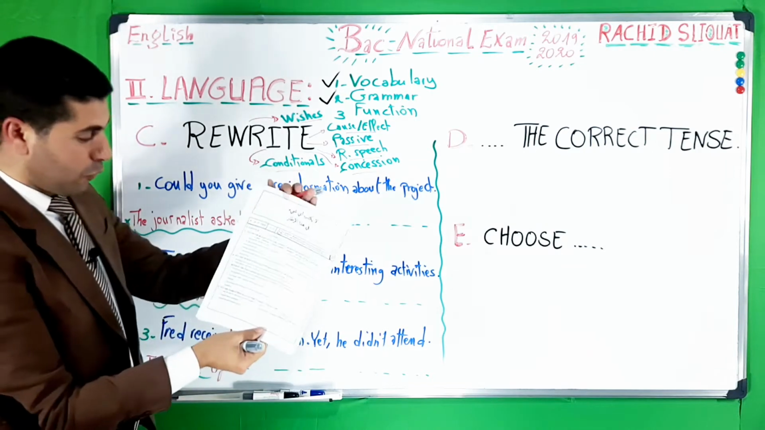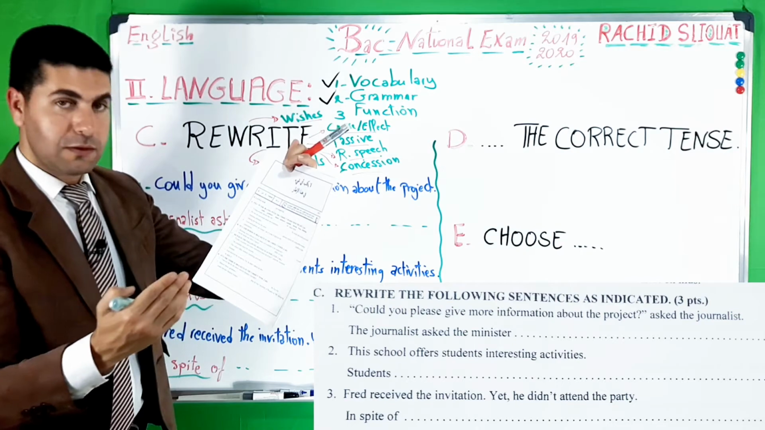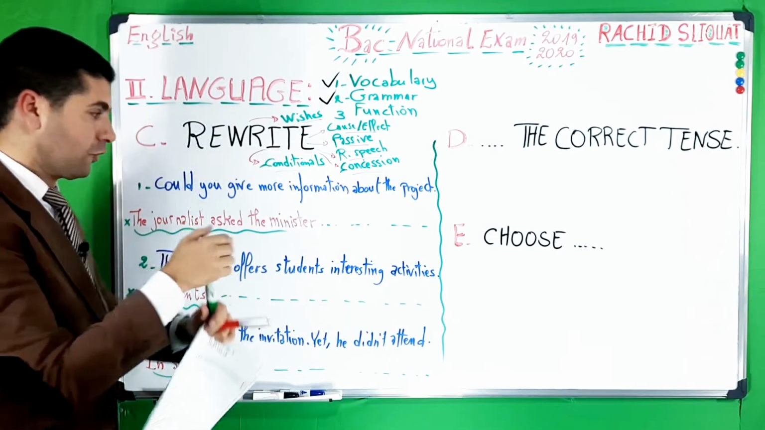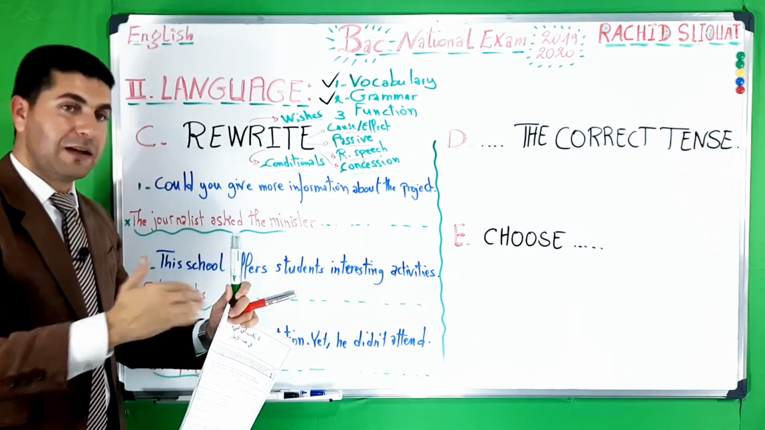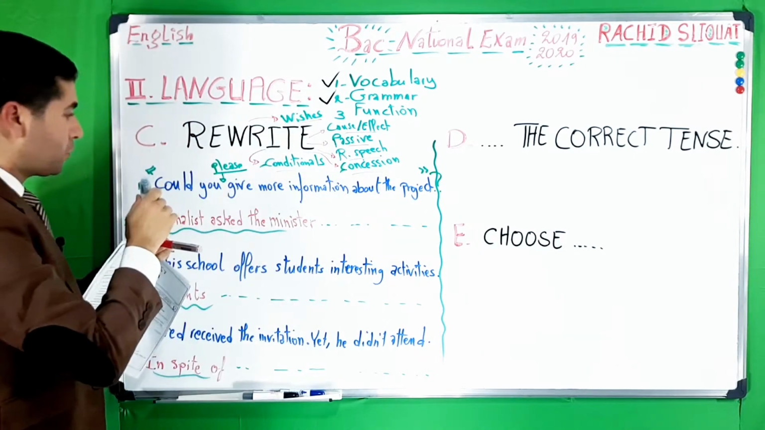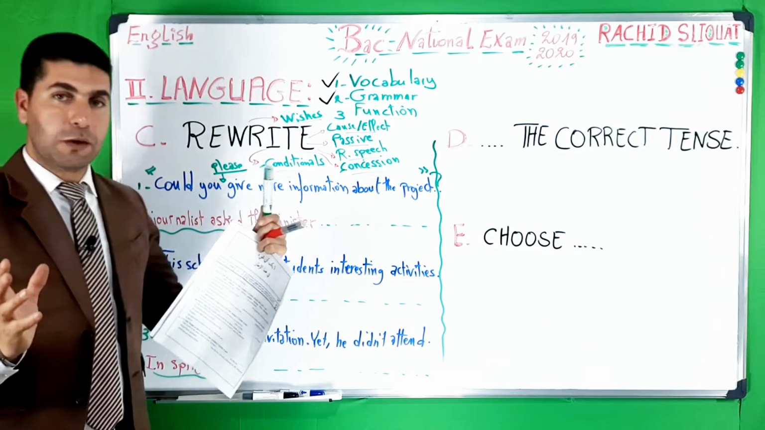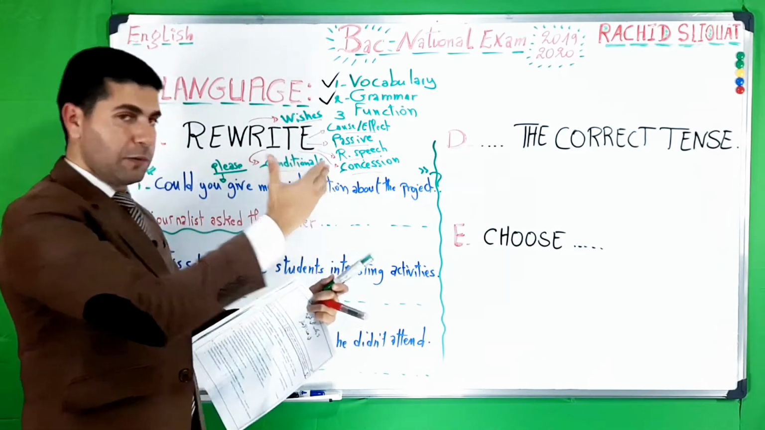For example, in number 1, "Could you please give me more information about the project?" asked the journalist. The journalist asked the minister. So when you say the journalist asked the minister, he asked someone, this has to do with reported speech. "Could you please give me more information about the project?" What is this? This is a request. So here we are reporting a request, and we have already studied a request.